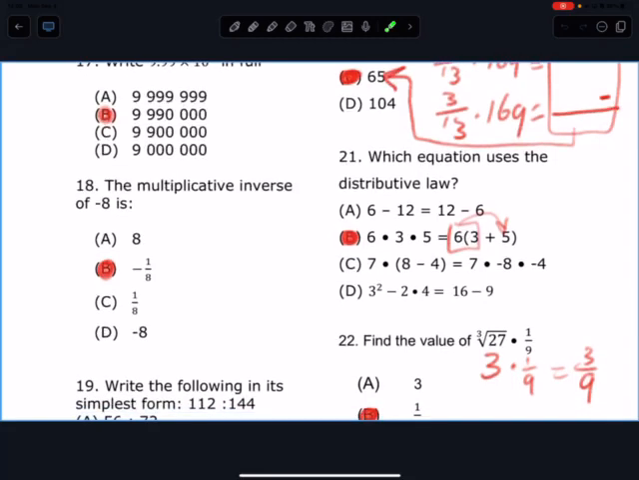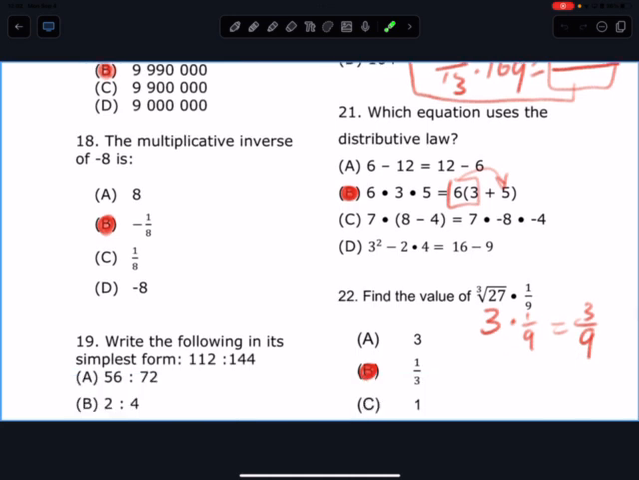21, the distributive law. And remember, I said in the first class, you will deal a lot with this. A is 1000% incorrect because 6 minus 12 is not the same thing as 12 minus 6. Completely different answer. C, completely different answer. D, completely different answer. The only answer that makes sense is B. Whatever I have on the left side has to be exactly the same as I have on the right hand side. Both of them have to be the same.